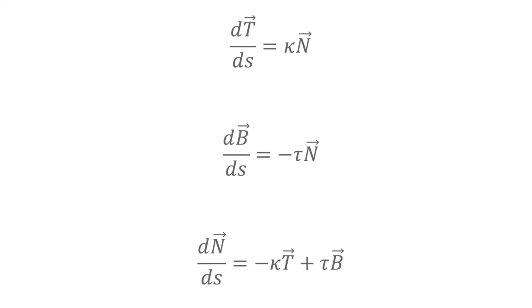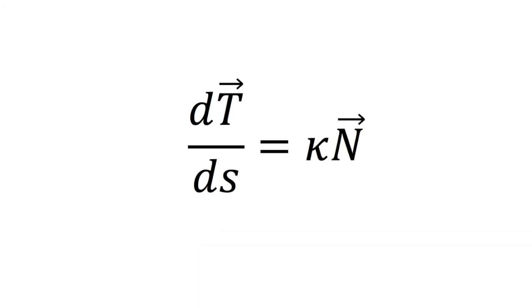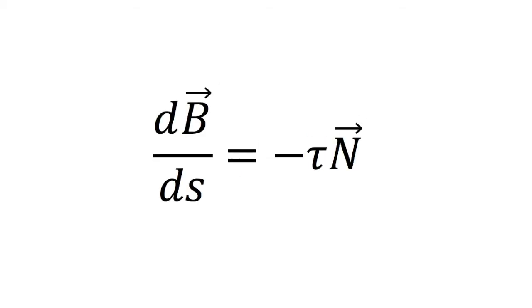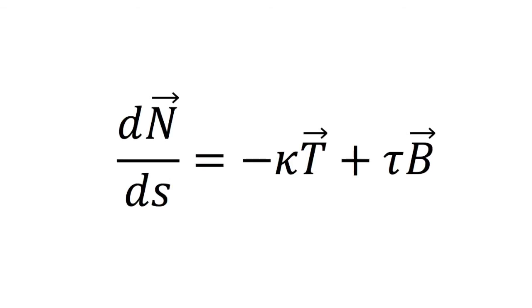By doing this, we are able to manipulate curves in terms of arc length instead of time, which leads to some interesting properties. You can take the derivative of any of the unit vectors T, N, and B with respect to arc length. Taking the derivative of the tangent vector with respect to arc length gives you curvature times the normal vector. Taking the derivative of the binormal vector with respect to arc length gives you the negative torsion times the normal vector. Taking the derivative of the normal vector with respect to arc length gives you the negative curvature times the tangent vector plus the torsion times the binormal vector.